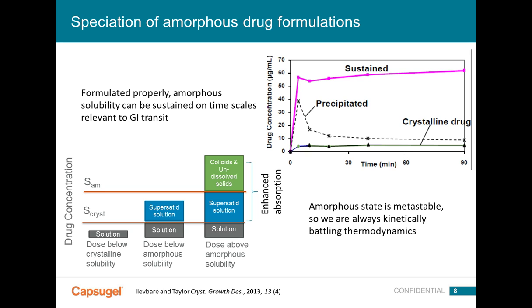The graph on the left describes the speciation of the drug in solution at different doses. For a dose below the crystalline solubility, the solution is thermodynamically stable. However, when the dose falls below the amorphous solubility but above the crystalline solubility, your solution is now going to be metastable because it's supersaturated. For a concentration that exceeds the amorphous solubility, drug is going to be molecularly dissolved in the media up to the amorphous solubility, and then the remainder of that concentration will go into either colloidal species or undissolved solids. So that's essentially a phase-separated system, like we saw using the UV probe.